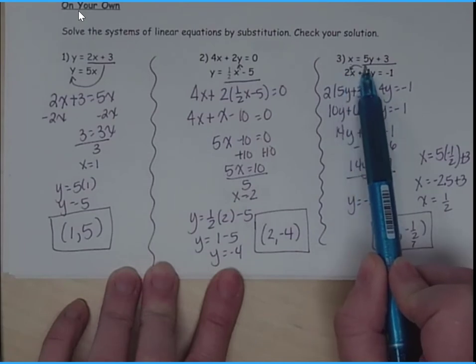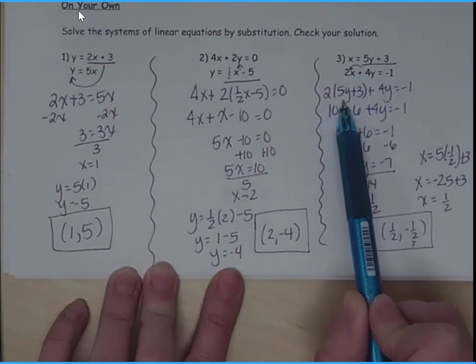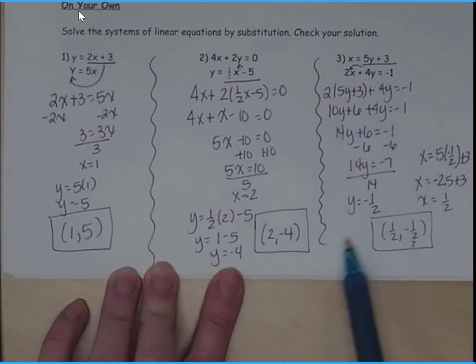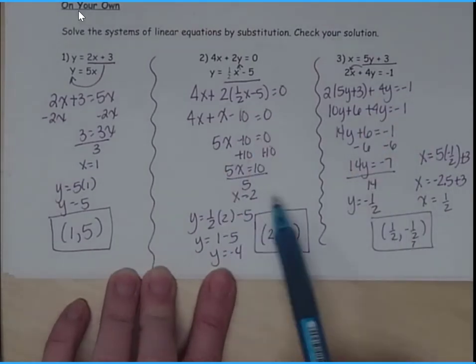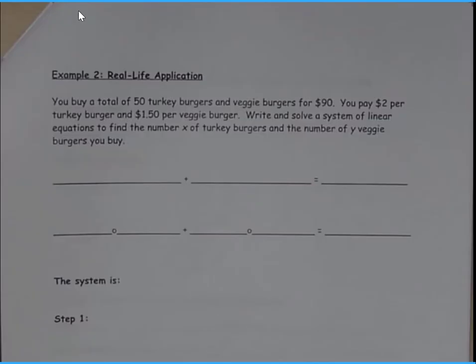Now here, I already had x solved, so I replaced this x with 5y plus 3. So I have 2 times the quantity 5y plus 3 plus 4 minus negative 1, and I end up with 1/2, negative half. Now, you can always hit pause to double check your work if you made any mistakes.